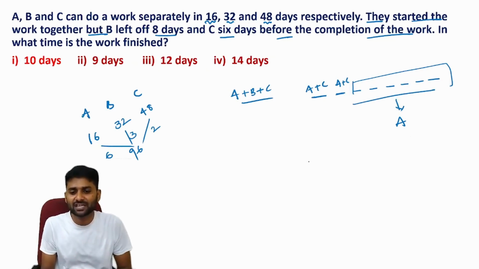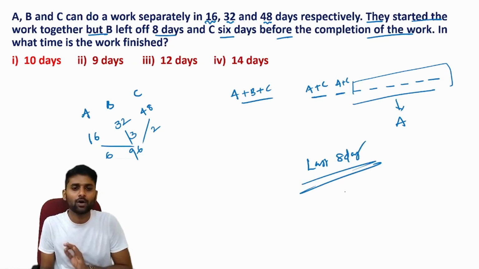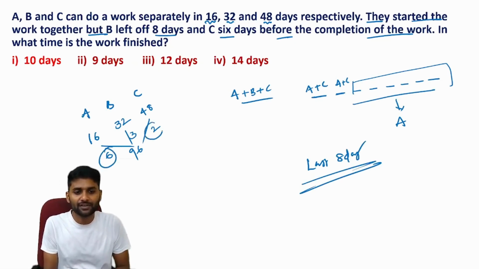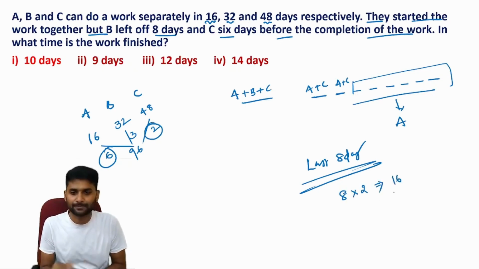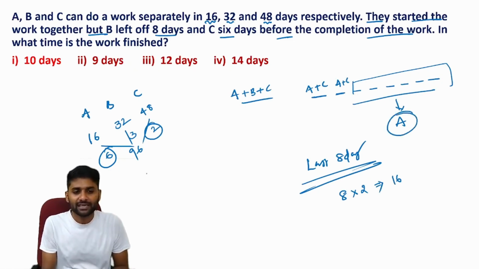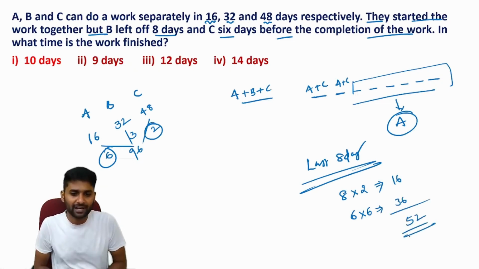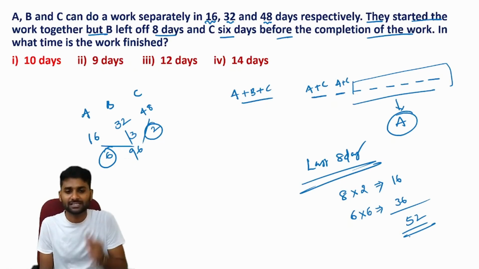Let's find the work done in the last 8 days. Guys, in the last 8 days, how much work is completed? Here AC efficiency is 8 units per day. They worked for 2 days, so they completed 16 units. And the remaining 6 days work was by A itself. A efficiency is 6 units. 6 into 6, they completed 36. Overall, out of 96, they have already completed 52 units of work. Then the whole work is completed.